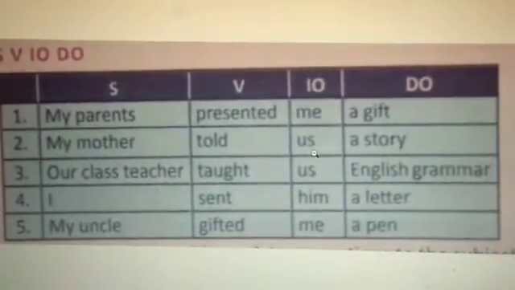So to identify the object, you must ask two questions to the subject. What and whom. If you get the answer to the question what, it is direct object. Already I said direct objects will always be things. For example, what is given. If you get the answer to the question whom, it is IO, that is indirect object, to whom the present is given. So here without direct object the sentence is incomplete.